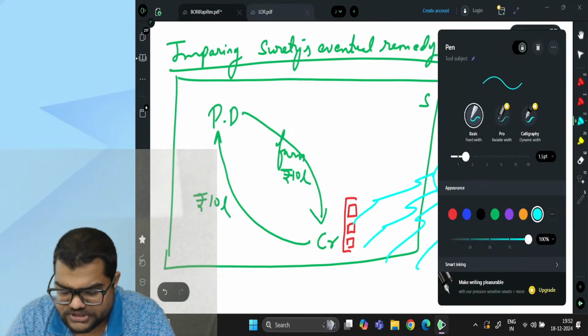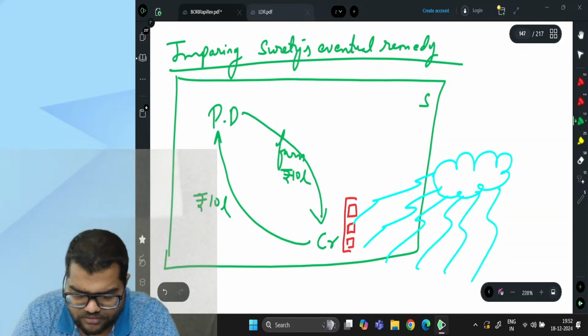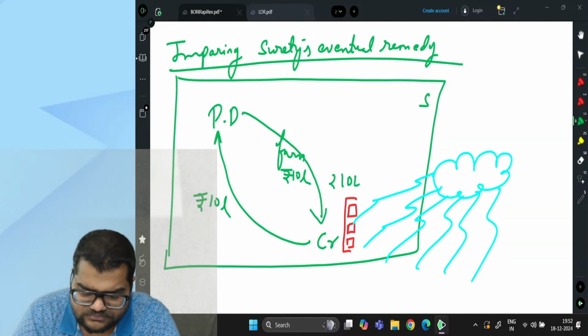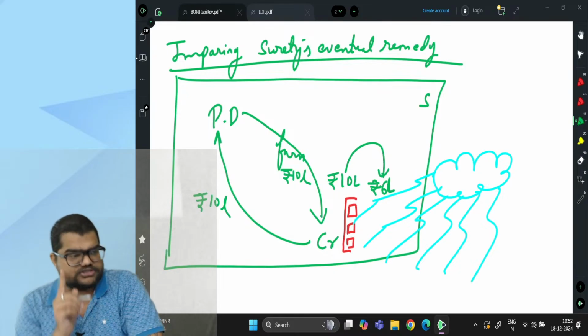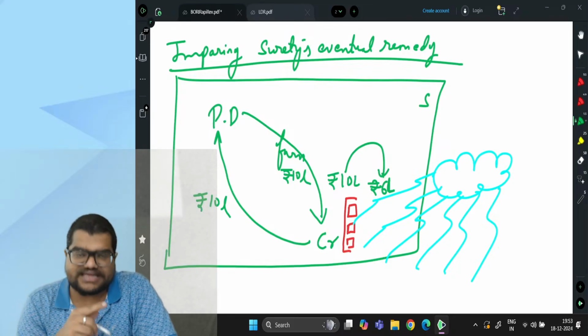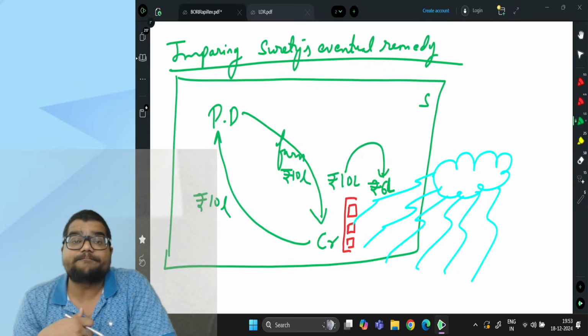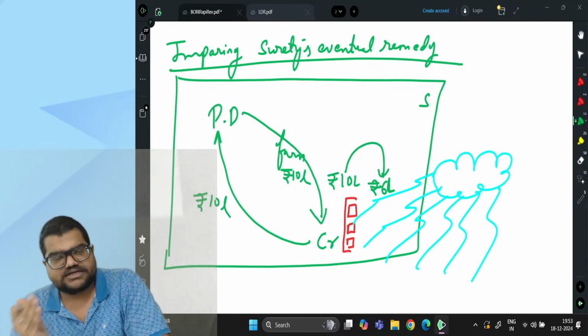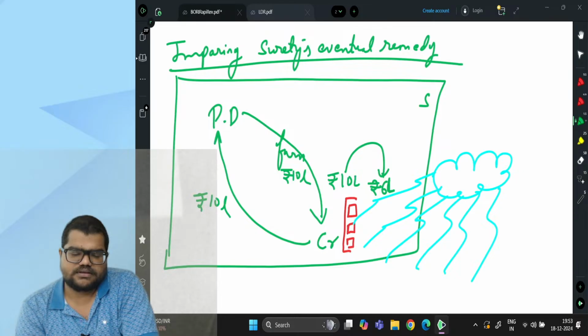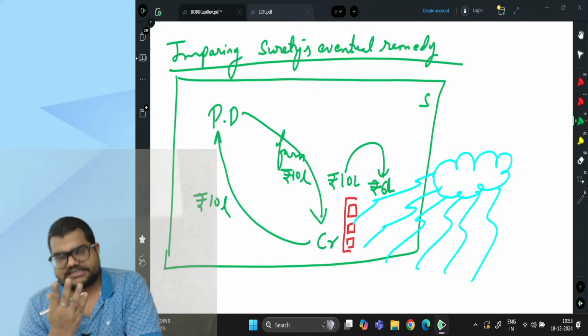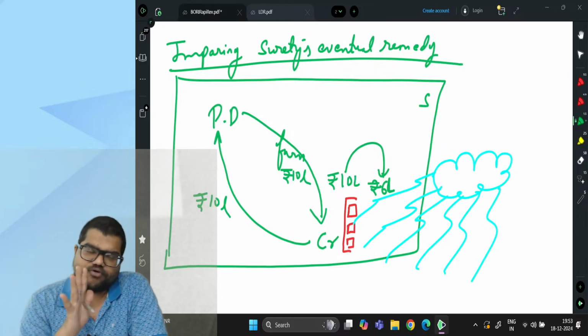The effect was so much that from 10 lakhs, the furniture is now worth only 6 lakhs. Now, because of the rain and because of the negligence of the creditor, the value of the furniture has been impaired from 10 lakhs to 6 lakhs. Means we have an impairment of 4 lakhs. The value has got reduced by 4 lakhs.